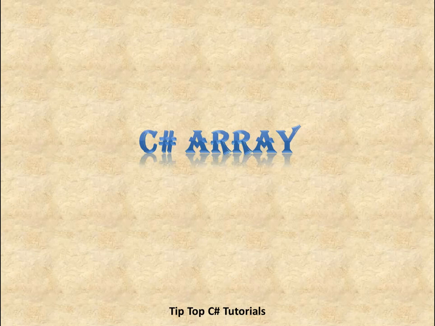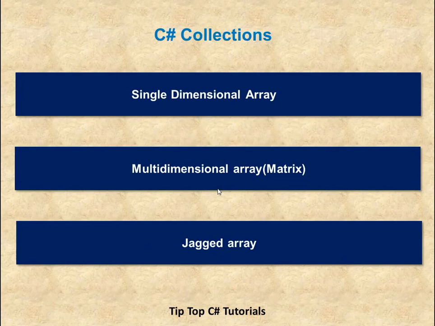Today we'll be looking at the most basic collection type, that is arrays. Arrays are supported in most languages, from procedural languages such as C to modern object-oriented languages. Now we'll try to understand arrays from a C Sharp .NET perspective. If we look at arrays as a collection, there are three different types. One is the single dimensional array, another is the multi-dimensional array, and the last is the jagged array, which is used rarely. Let's try to understand each one in detail.